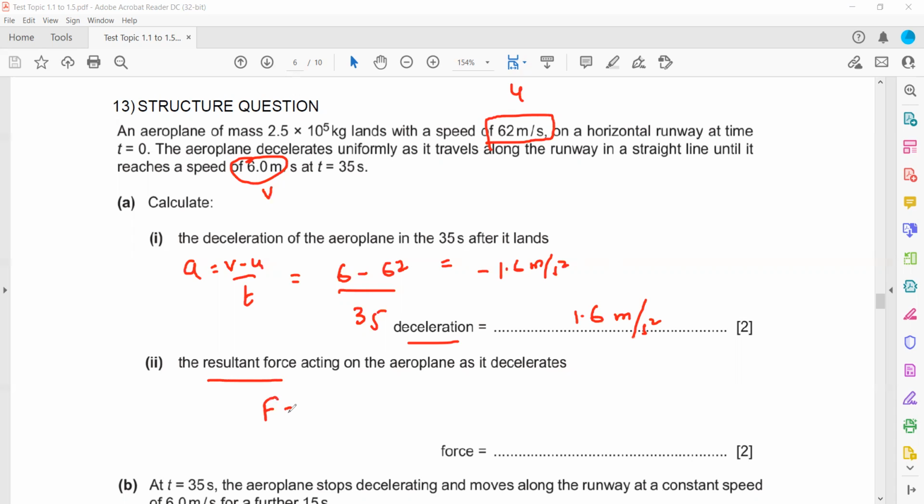Then we need the resultant force. So to get the resultant force, F equals ma. The mass is 2.5 times 10 to the power 5 kilogram, multiplied by the deceleration, or acceleration, which is 1.6. When we multiply these two factors, we get the resultant force, which is about 400,000 Newton.